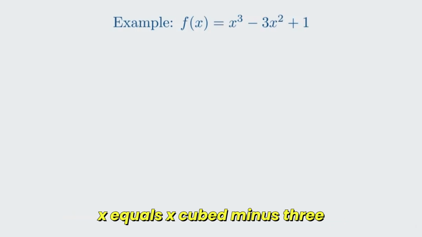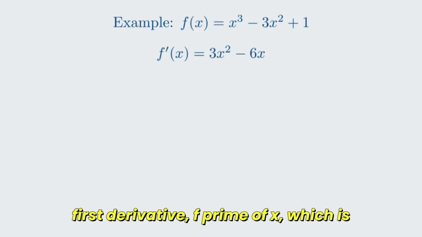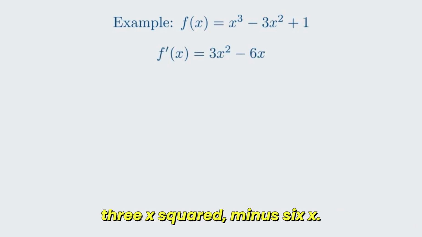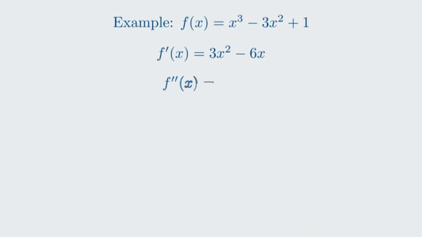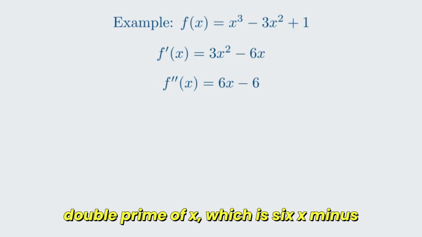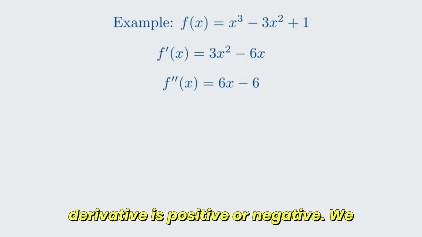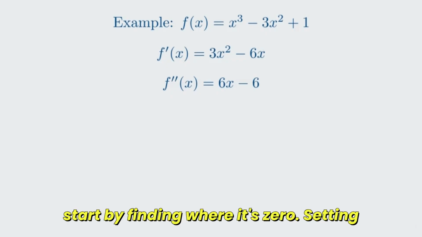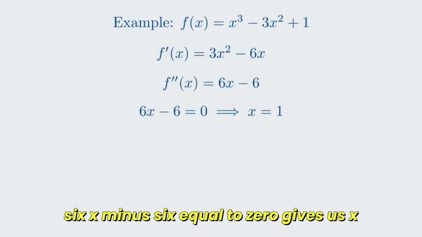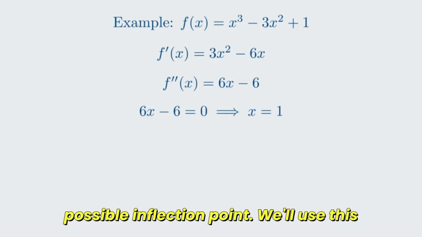Let's see this in action with an example. Consider the function f of x equals x cubed minus 3x squared plus 1. First we find the first derivative, f prime of x, which is 3x squared minus 6x. Next we find the second derivative, f double prime of x, which is 6x minus 6. Now we need to find where the second derivative is positive or negative. We start by finding where it's 0. Setting 6x minus 6 equal to 0 gives us x equals 1. This point is called a possible inflection point.